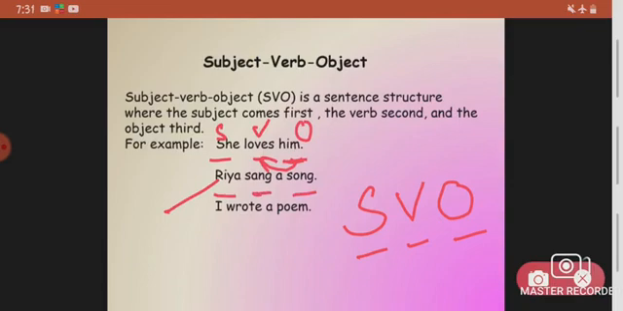Ria sang a song. Ria is the subject, sang is the verb and song is the object. So song is affected by sang. What is being sung? The song. I wrote a poem. I is the subject, wrote is the verb and poem is the object, right?